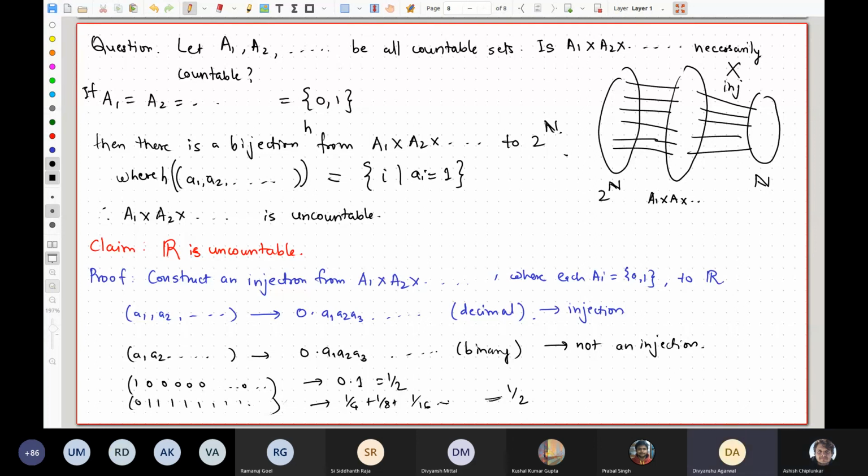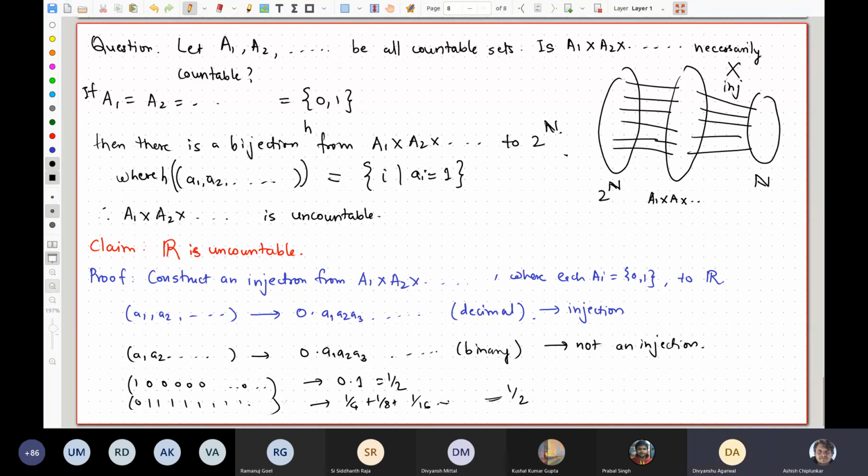Like if we have A1 is 1 and all others are 0, and then we have another one where A1 is 0 and A2, A3 and all others are 9. So won't they both map to the same number? Exactly. So you will land up in the same problem if each AI is from the set of all 10 digits 0 to 9, and you interpret the number as a decimal number.